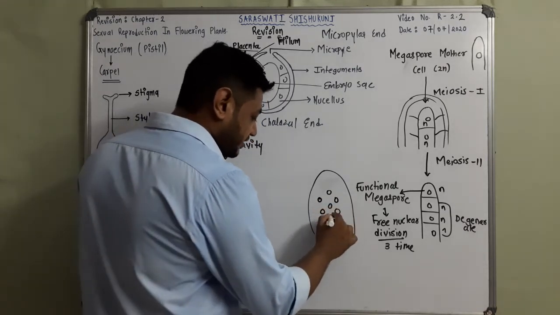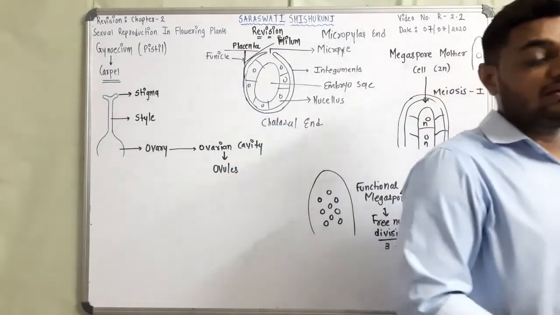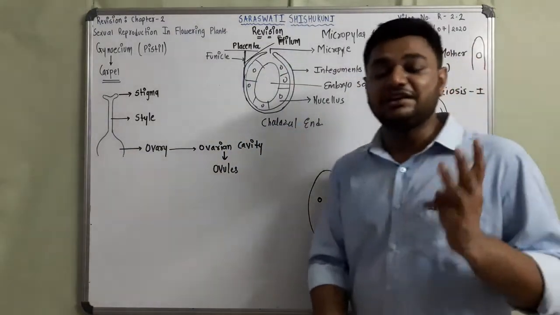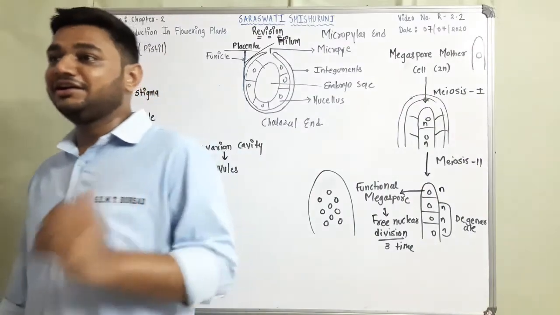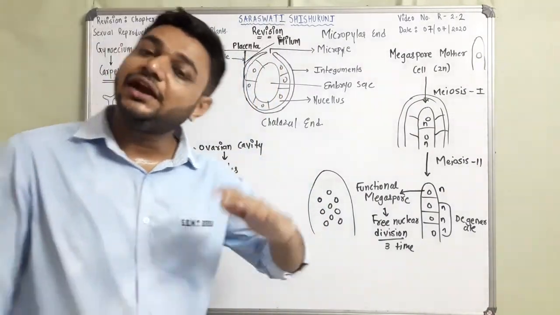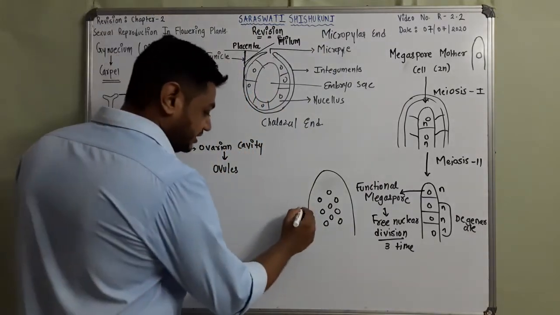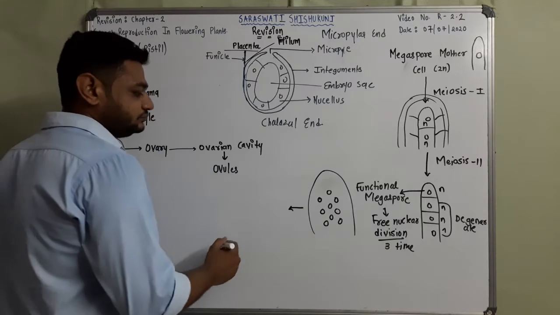Then again it divides to form 8 nuclei. How many times does division occur? 3 times. The 2-nucleate condition will be seen, the 4-nucleate condition will be seen, and the 8-nucleate condition will be seen. Now let's see the arrangement in the embryo sac.